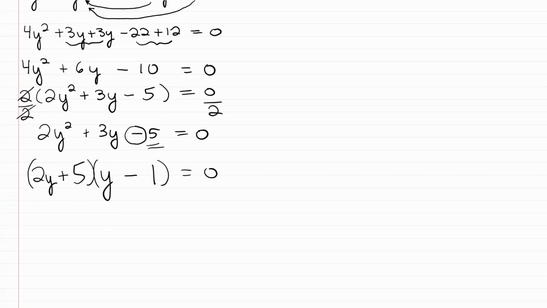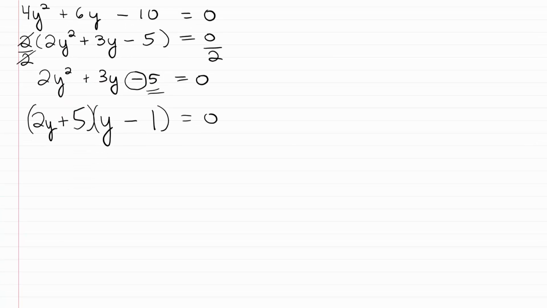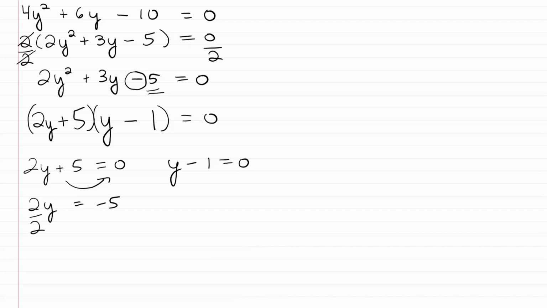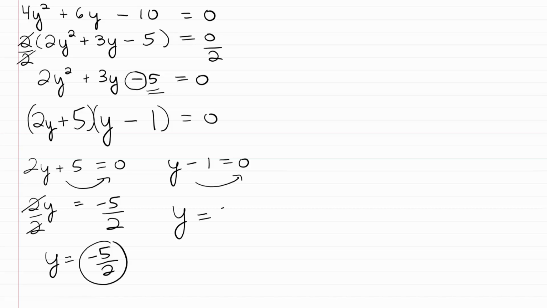All right, let's apply the zero factor property then, which says, look, if we have two things multiplied and the result is 0, then it means that one or both of these terms are equal to 0. So when I solve this one, I end up getting 2y is equal to negative 5. And then if I divide both sides by 2, I get the answer y is equal to negative 5 halves. And for the other one, if I move the 1 over to the side, I simply get that y is equal to positive 1.